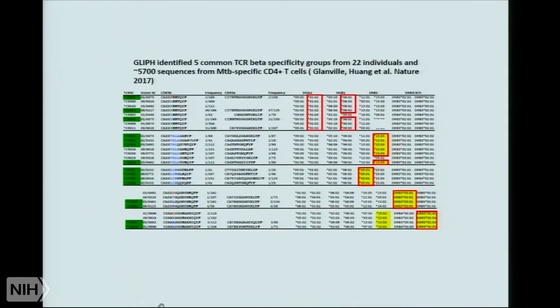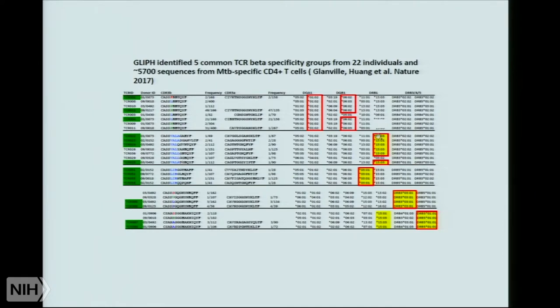And the proof of the pudding of this algorithm was the fact that we could take almost 6,000 sequences in a TB study that were TB-specific, we thought, CD4 T cells in latently infected people in a South African cohort, and that we could see many dozens of GLIPH groups, these specificity groups, and particularly the ones that were most popular are these five here that were shared by four or more people.